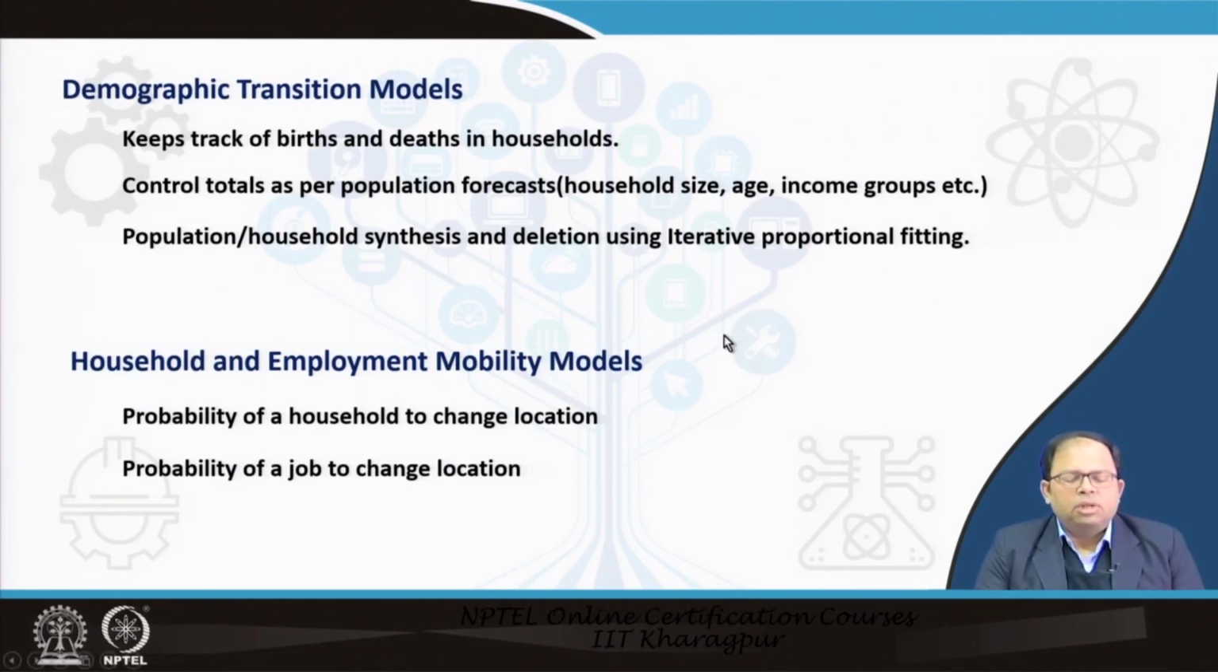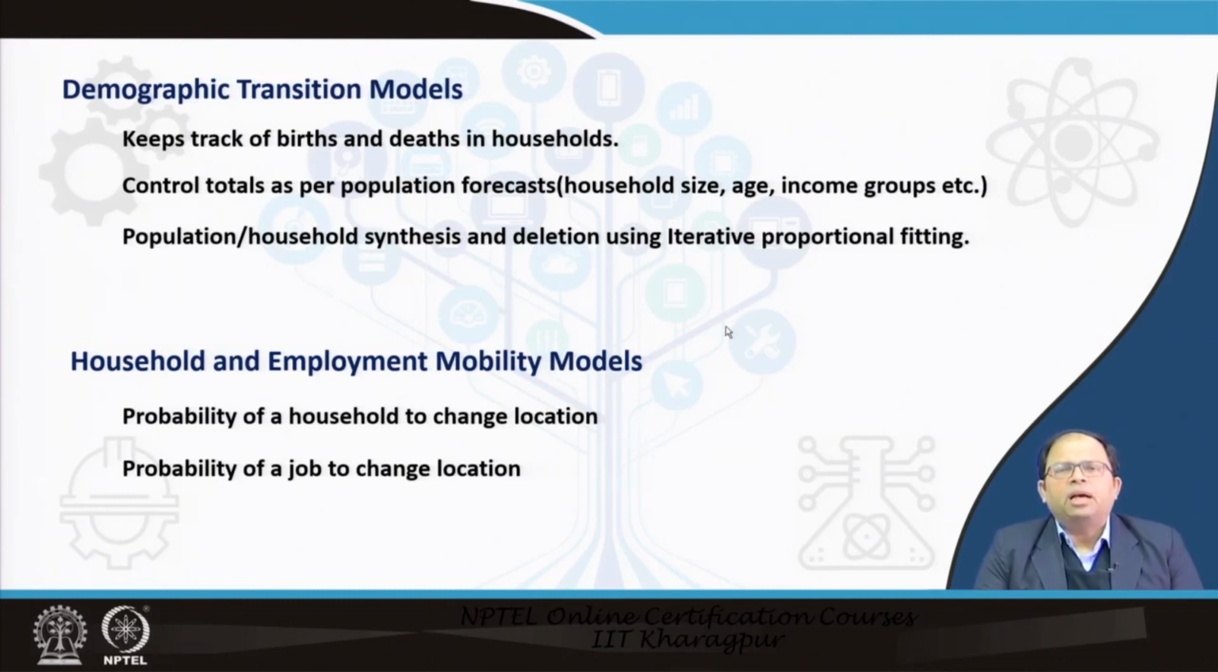So then comes the household and employment mobility models. These are basically two separate models. We have the household mobility model and then the employment mobility model. The household mobility model predicts the probability that a household will change location. That means it doesn't predict where it will locate, it will just predict whether the household will change location.